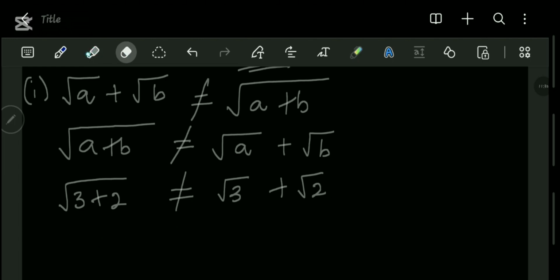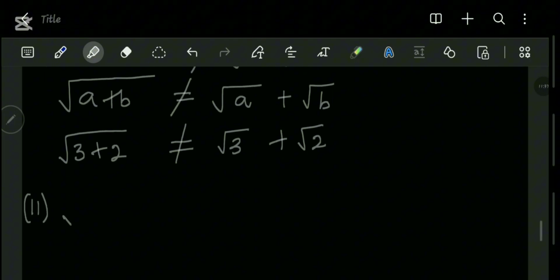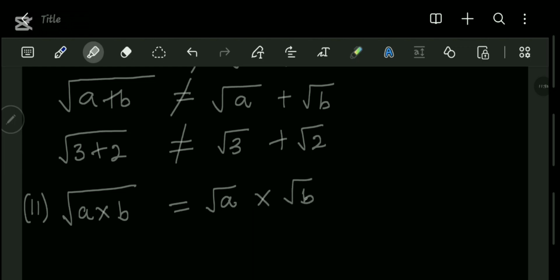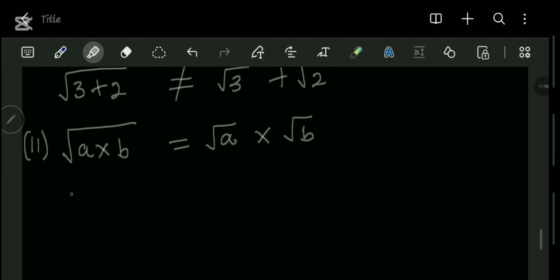Do you understand? Then the second law of surd states that when you have surd A multiplied by B, you are free to split the surd, provided that the sign is a multiplication sign. So you have surd A multiplied by surd B. In other words, we can say that the surd of A multiplied by the surd of B, we can group them together as surd A multiplied by B.